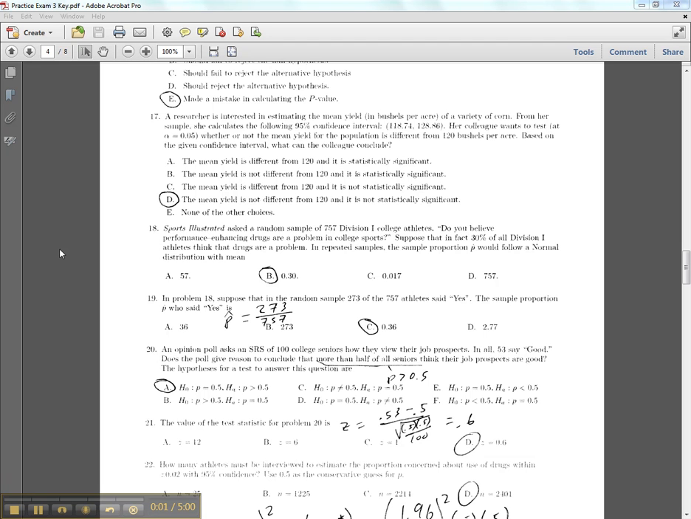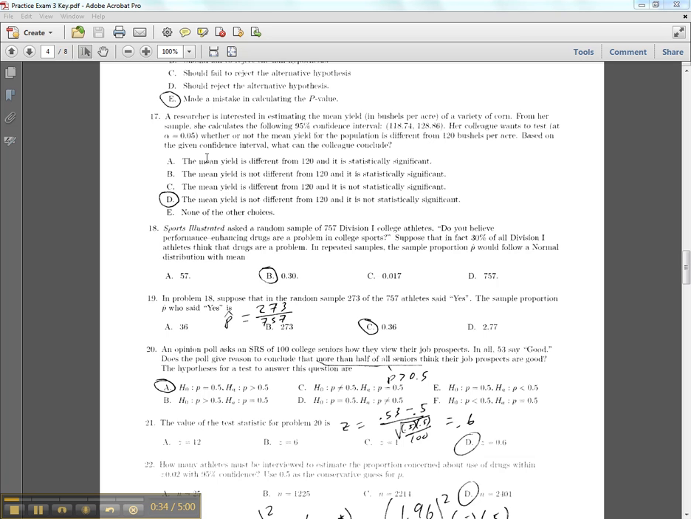Number 17, a researcher is interested in estimating the mean yield in bushels per acre of a variety of corn. From her sample, she calculates the following 95% confidence interval. So her interval goes from 118.74 from the left side, and then to the right side is 128.86. Her colleague wants to test at an alpha level of 0.05 whether or not the mean yield for the population is different from 120 bushels per acre.